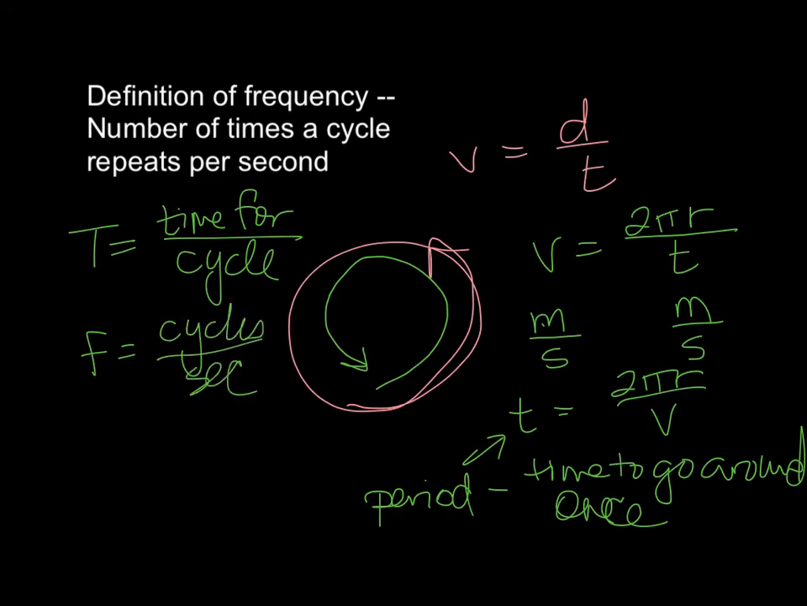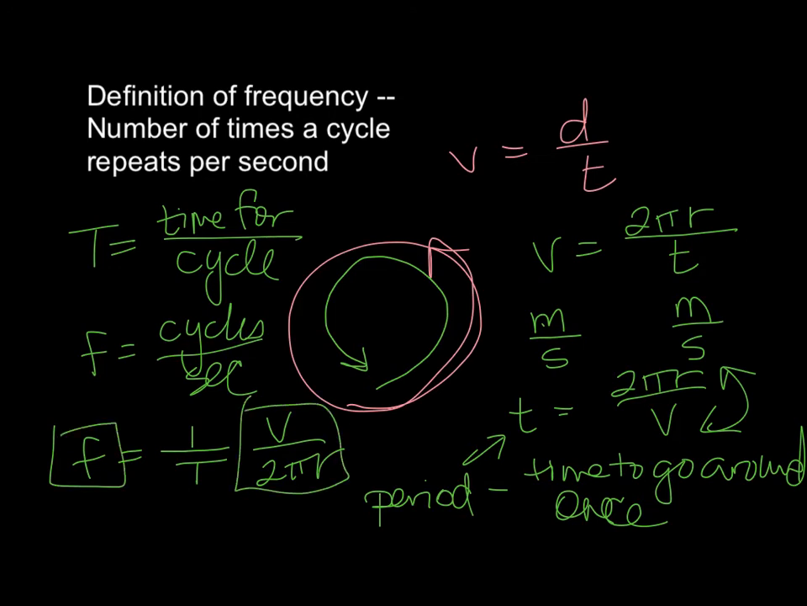and our frequency is our cycles per second. Are you starting to see a relationship here? So our frequency is 1 over our period. So it would be the velocity divided by, because if we just flip this over, 1 over it, velocity divided by 2 pi r would give us our frequency.